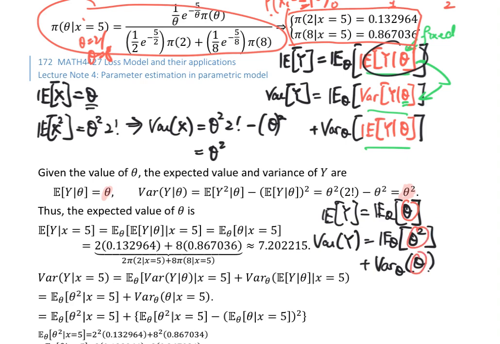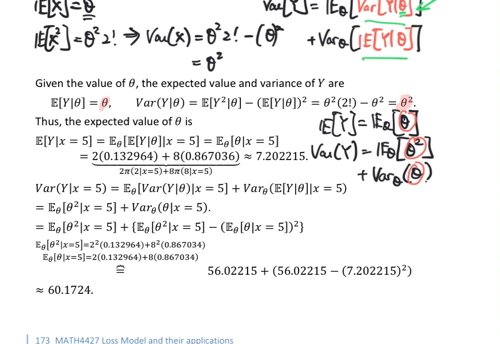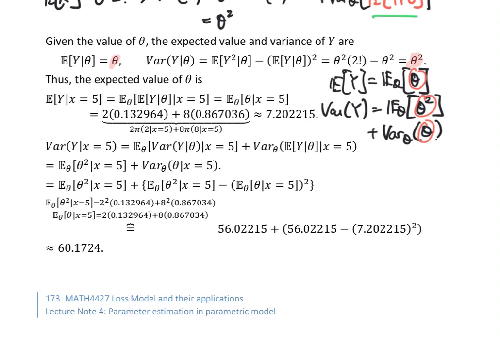So for example, if we want to get the expected value of theta, which you use to find the expected value of Y, remember theta can be either equal to 2 or 8, right? Then you just multiply this.